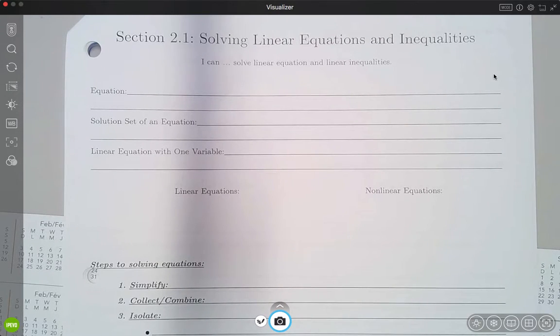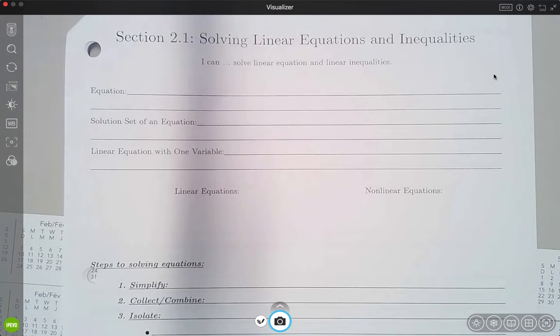Today we're going to be talking about section 2.1, which is solving linear equations and inequalities. So your goal for today is to be able to solve both equations and inequalities. Before we get to all of the solving, we are going to take some time just to talk through what an equation is, what the solutions look like, what makes something linear, kind of all those little basic things before we get into the actual solving.